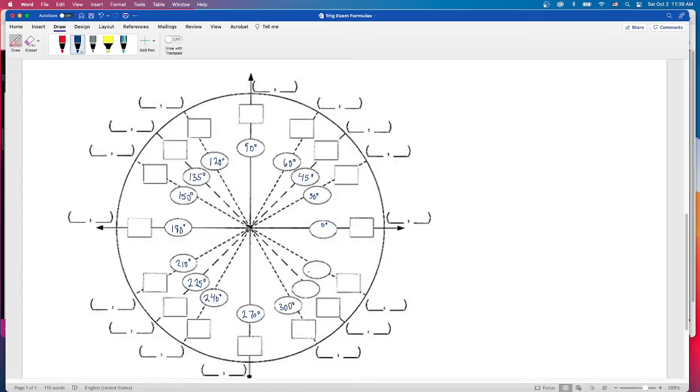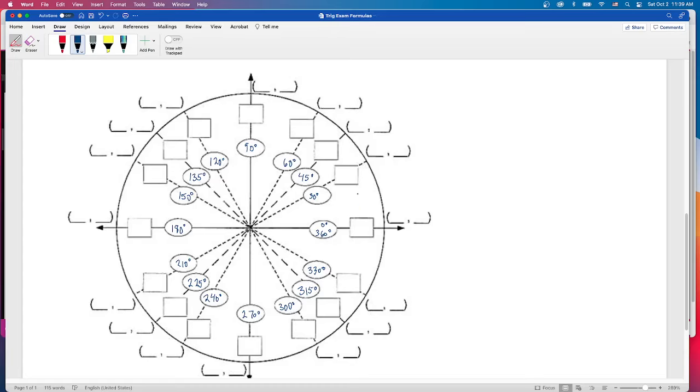I'll skip over this one. 330, and then 360 all the way around. 270 plus 45 is going to be how much? 315? Yeah, 315. Come back. Little degree marks. Okay, so we fill those in.